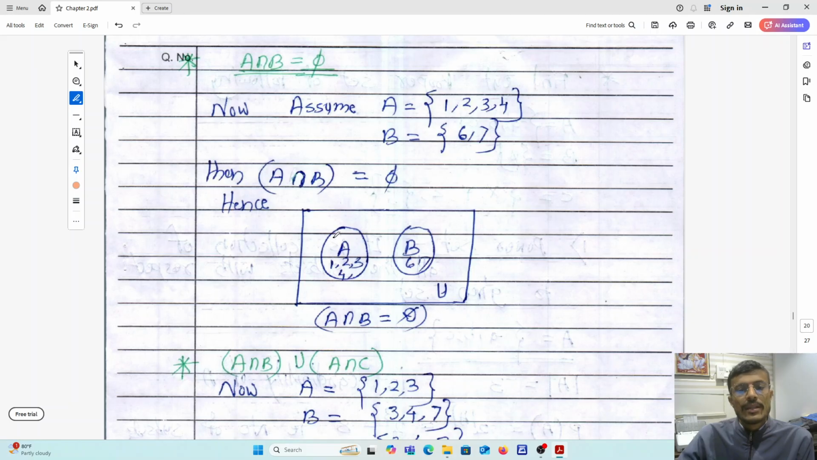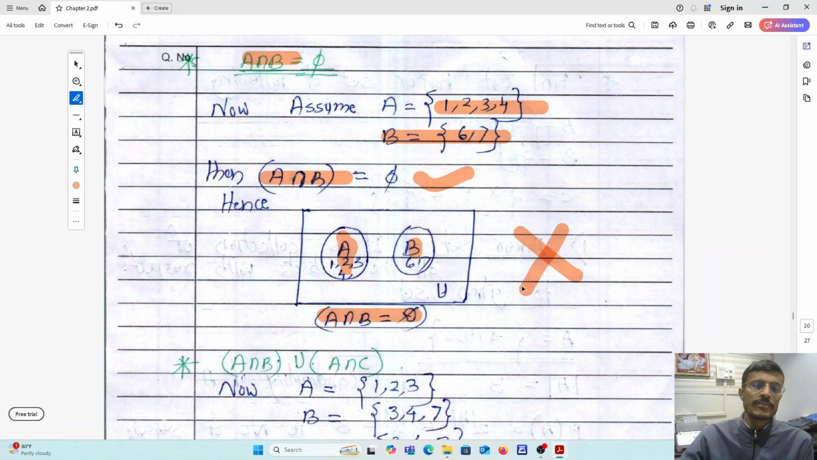Okay. Now the next one, A intersection B is equal to the empty set. So A is {1, 2, 3, 4}, a totally different set, B is equal to {6, 7}. Here is A, here is B. So A intersection B is empty. There is no shaded portion for this A intersection B.